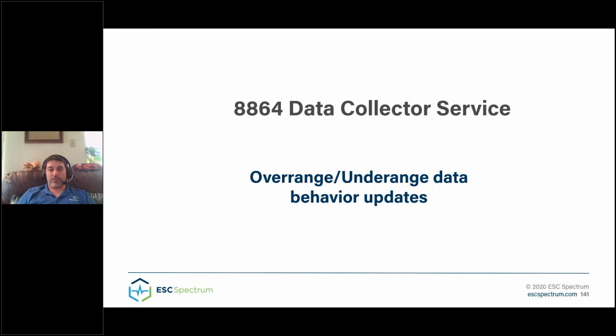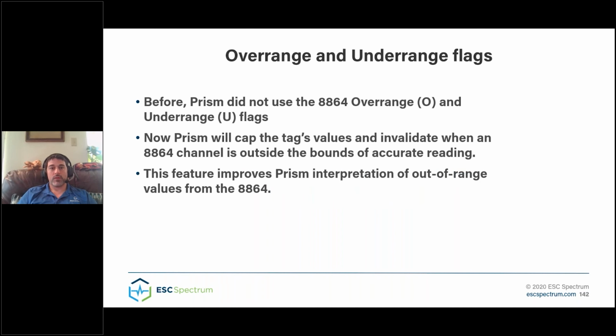All right, data collector service. Overrange, underrange data behavior updates. This is specifically for the 8864. So there was an issue where, well, let me back up a second. Let's say the 8864 is collecting data from an analog channel. It has 4 to 20 milliamps going into it, and it's recording that information. Well, if that 4 to 20 milliamp signal goes way high, like 20 should be the max, but for whatever reason it gets 40 milliamps, or maybe it gets negative 20 milliamps, which is completely outside the bounds.